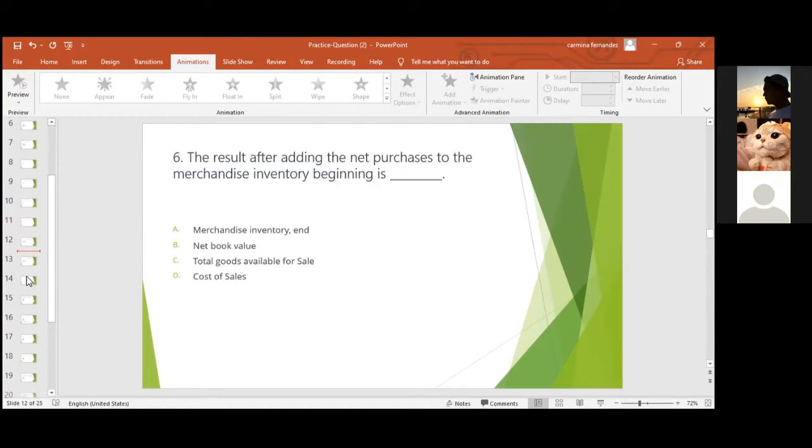The result after adding the net purchases to the merchandise inventory beginning is, ang sagot dyan is total goods available for sale. So, tatandaan lang natin dito lagi yung formula dun sa may function of expense method.